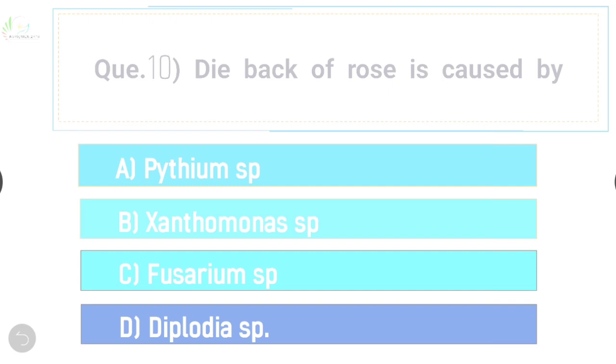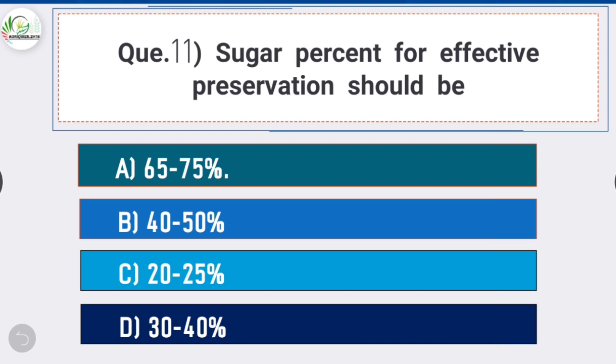Question number 11. Sugar percent for effective preservation should be? Answer is option E, 65 to 75%. Sugar percent for effective preservation should be 65 to 75%.